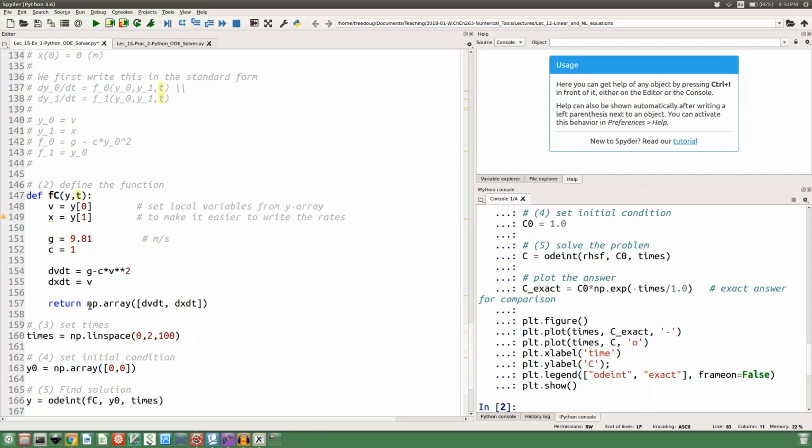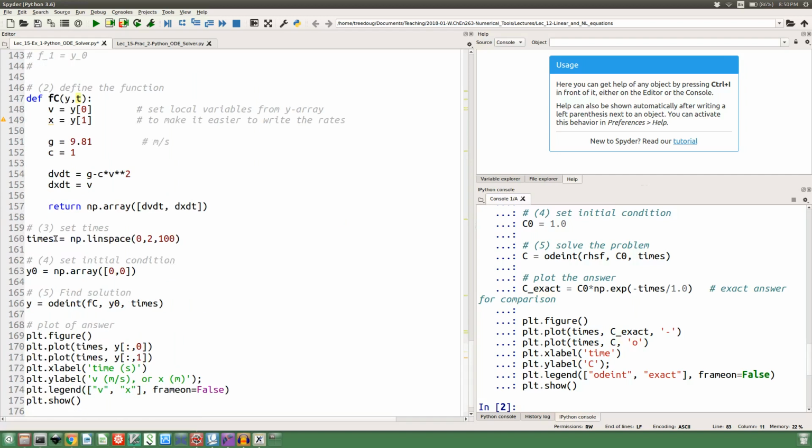And then I return an array. So note that what came in as y was an array, and what I return is an array, and the order is the same. Whereas y0 was v, dv/dt is equation 0, and this is equation 1. So I return an array of those two equations.